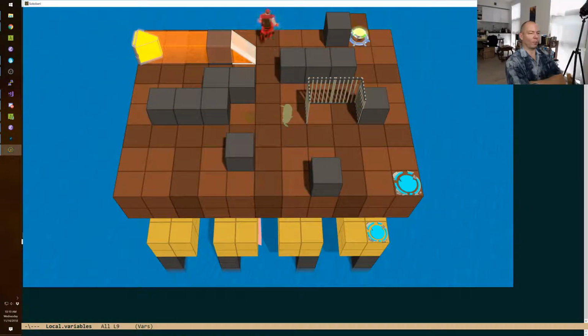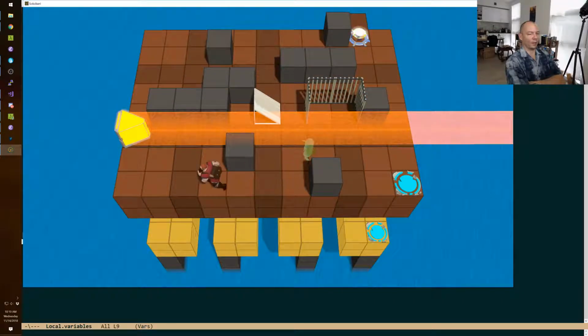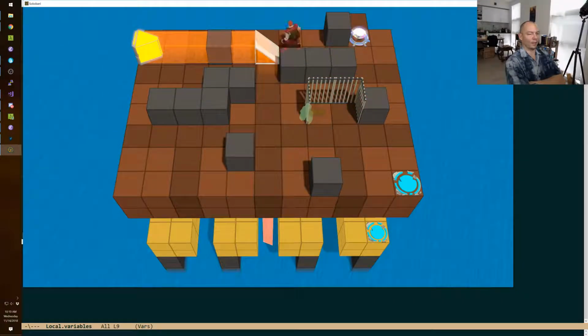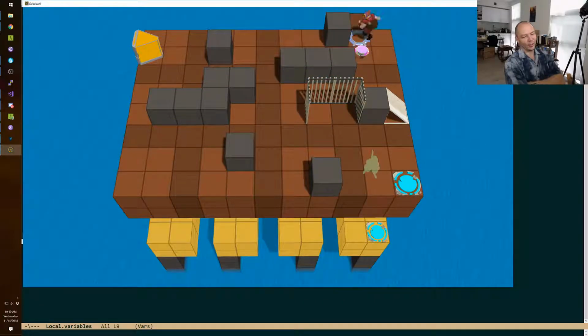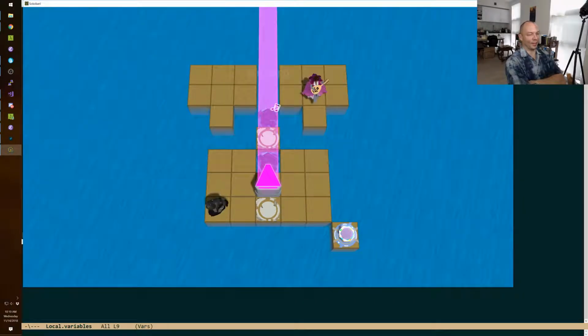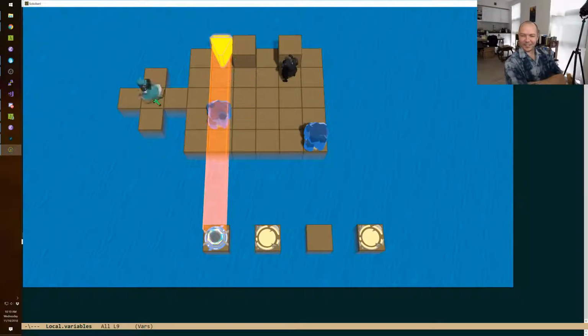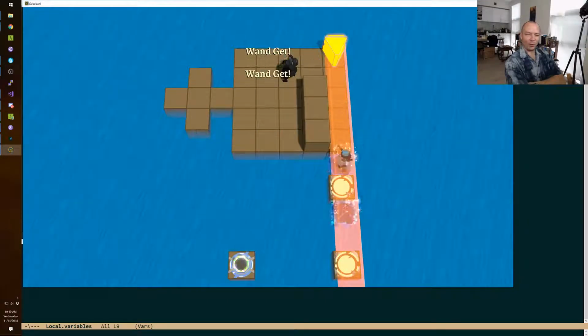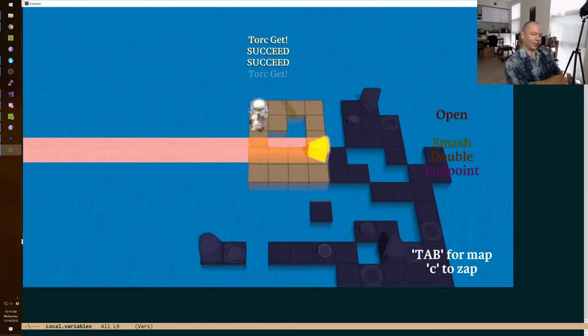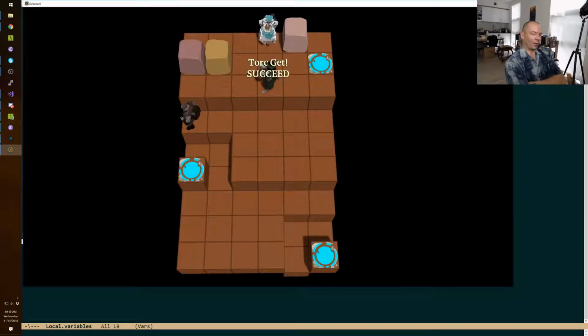This is a level I just made last week. Fear this level. Did I have a test mode that speed ran The Witness? No. It didn't make as much sense in that game.